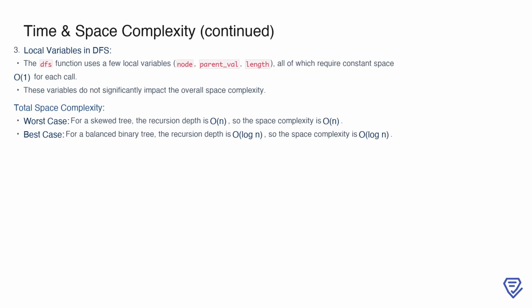The space complexity also involves the local variables used within the DFS function. These include variables like node, parent_val, and length, which are allocated for each call and occupy constant space, O(1). Since these variables are ephemeral and only exist within the scope of a single function call, they do not significantly impact the overall space requirements. Combining this with the recursive call stack, the total space complexity depends on the tree's height.